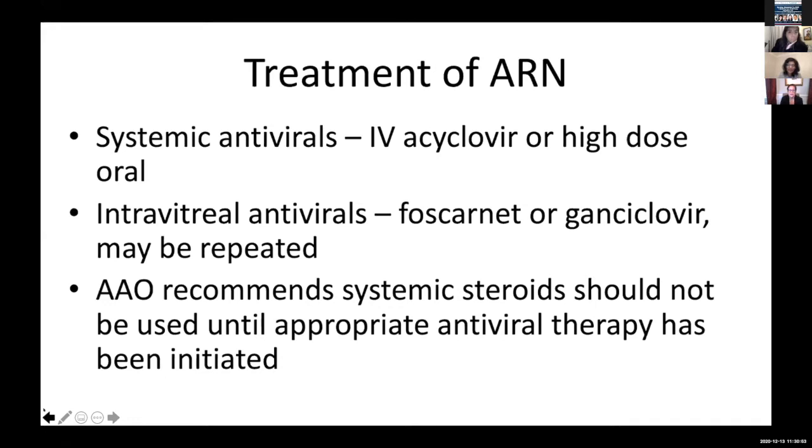I think that these patients all do need to be treated with systemic antivirals. You can get nice control locally with intravitreal, but it is a bilateral disease, or maybe a bilateral disease. It's a systemic disease. You need to treat them systemically.